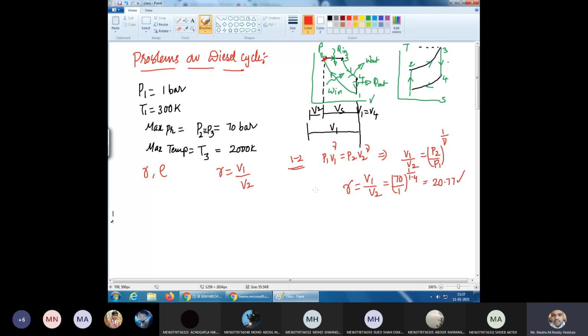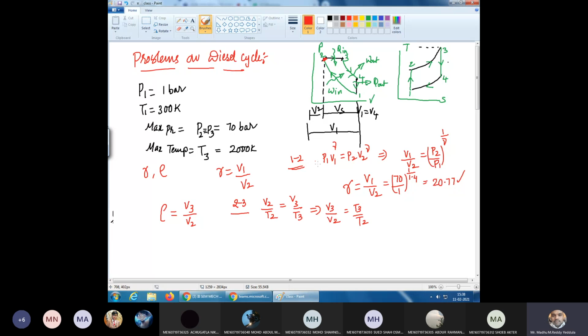Next, I want cutoff ratio. For cutoff ratio, I want 3 too. How to define cutoff ratio? Cutoff ratio is volume at the end of the heat addition by volume at the start of the heat addition. So V3 value, V2 value, I don't know anything. I know only V1 by V2. But 2 to 3 process, if you see, this is a constant pressure process. V2 by T2 is equal to V3 by T3. So from this I can write V3 by V2 is equivalent to T3 by T2.